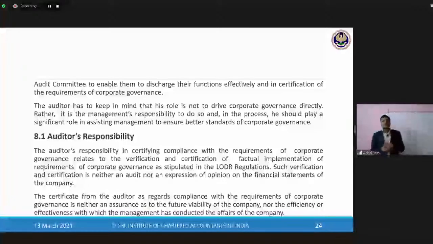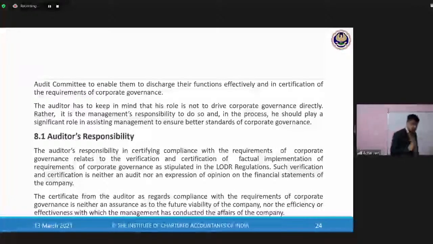So that's why we can say that this certification is not a part of audit. This is other than audit. This is not about expression of opinion on the financial statements. That's separate. The certificate from the auditor as regards compliance of the corporate governance is neither an assurance as to the future viability of the company, nor the efficiency or the effectiveness with which the management has conducted the affairs. Because herein the auditor is only certifying certain aspects, that is about implementation of certain requirements of corporate governance. That's it. Beyond that, he is not doing anything.